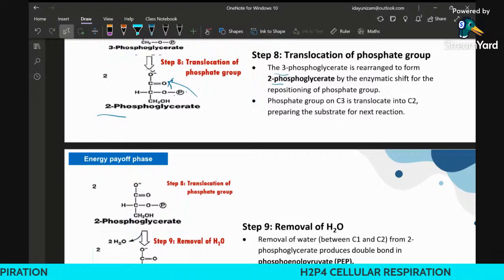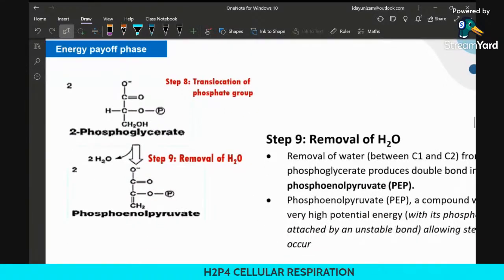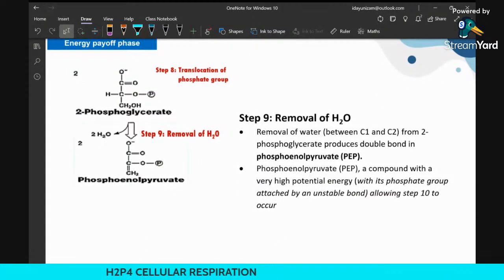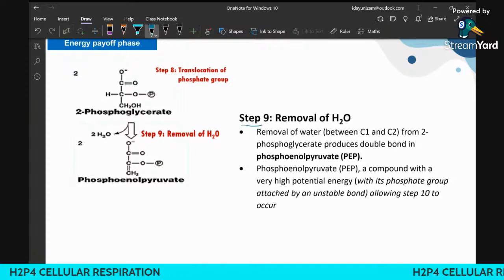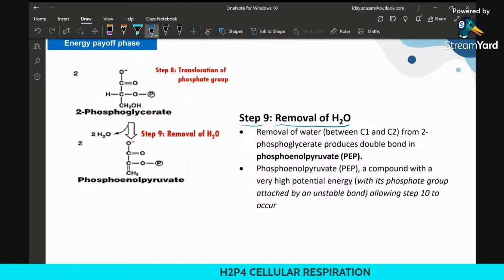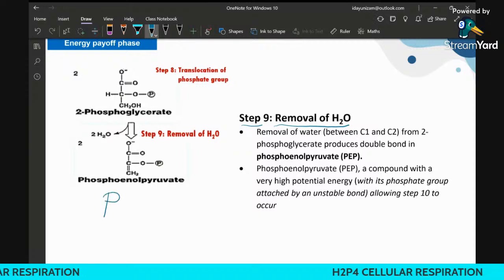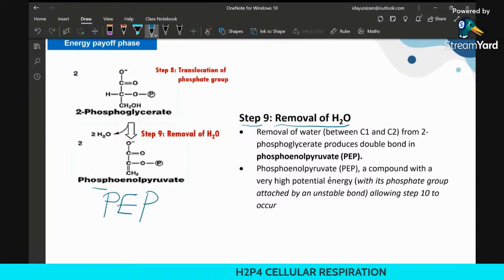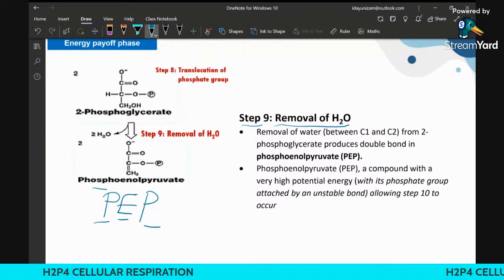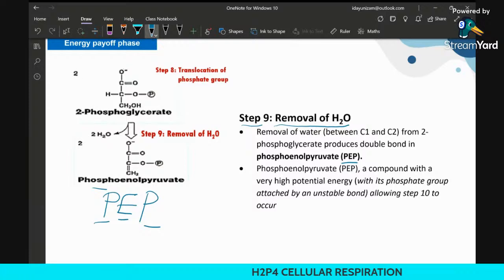Okay, next, before we can end the steps of glycolysis, class, step 9 takes place. What is step 9, class? Step 9 refers to the removal of water, where the 2-phosphoglycerate loses water, so it becomes PEP, phosphoenolpyruvate: P for phospho, E for enol, P for phosphate, pyruvate. Phosphoenolpyruvate, PEP.